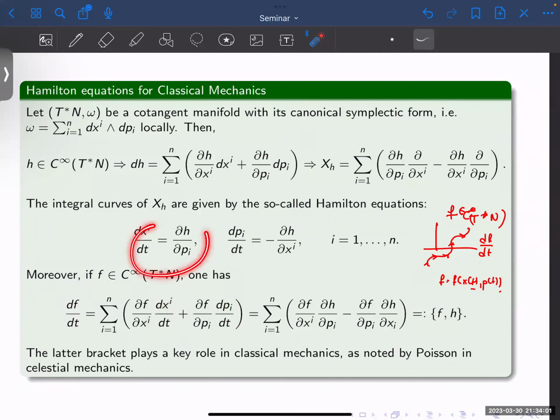But due to the Hamilton equations, you will get that the differential of the coordinates in terms of time is the partial of H in terms of the p_i, and the differential of the momenta in terms of time is minus the partial of H in terms of the coordinates. So this expression in here is called the Poisson bracket.